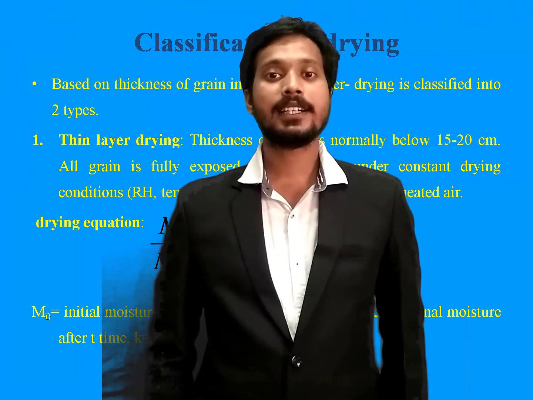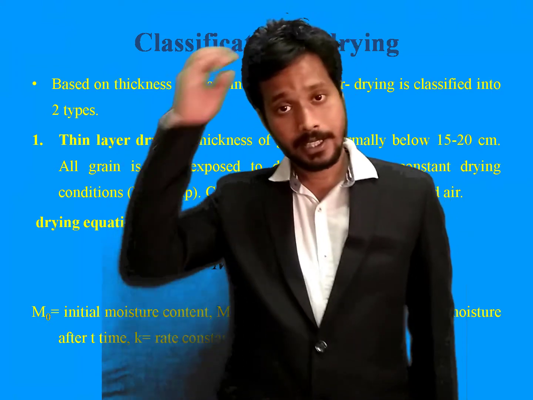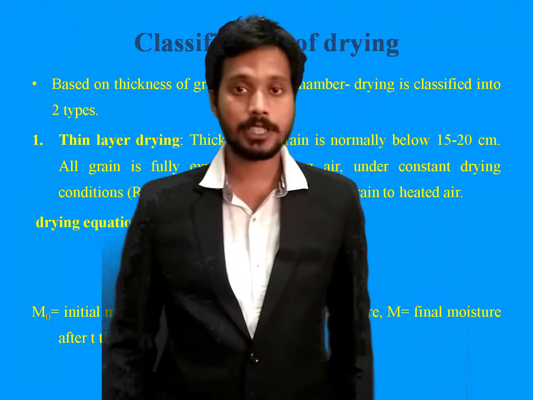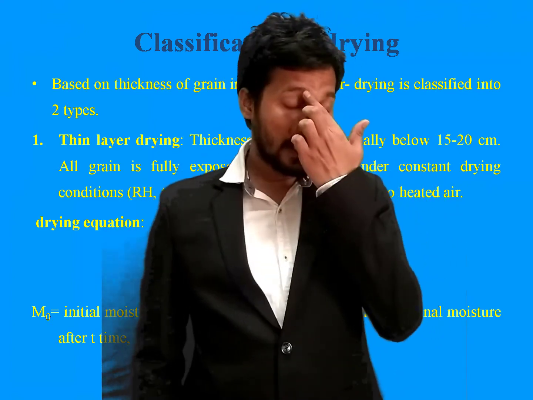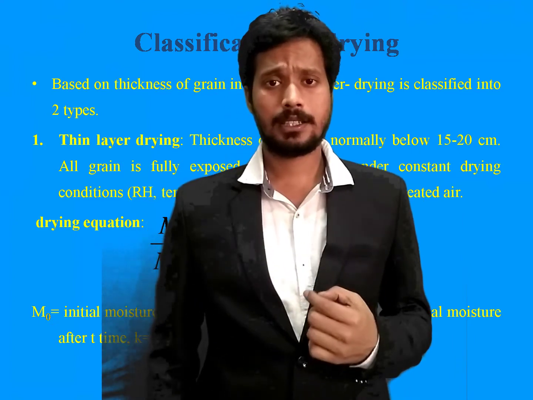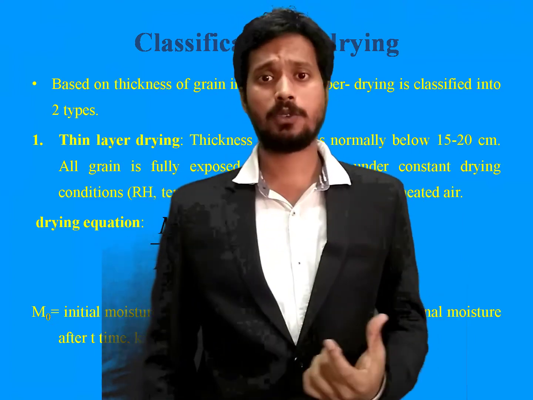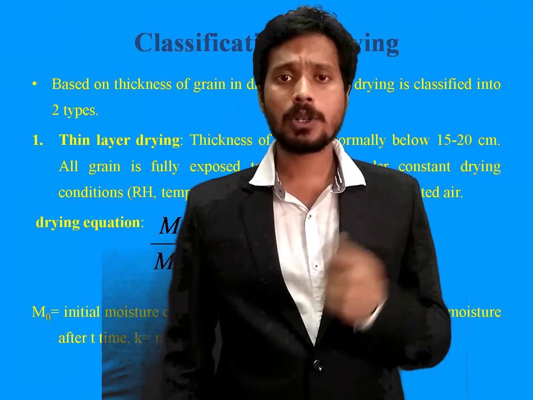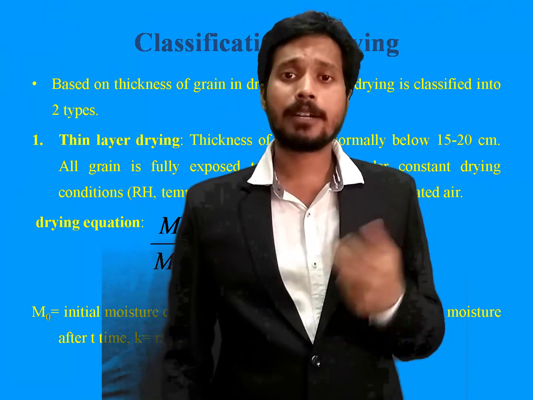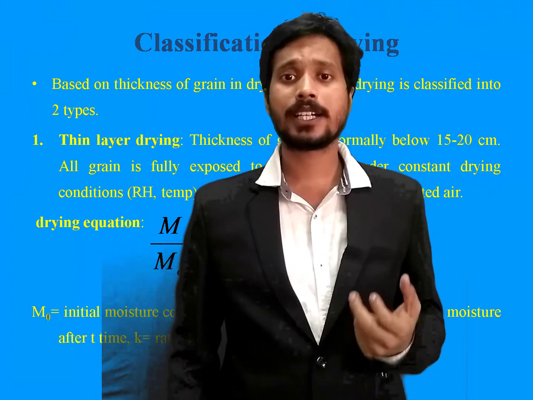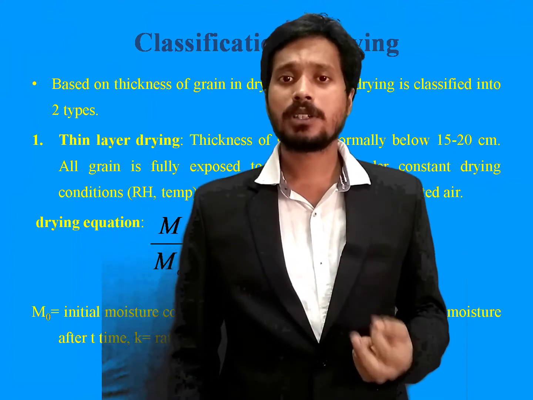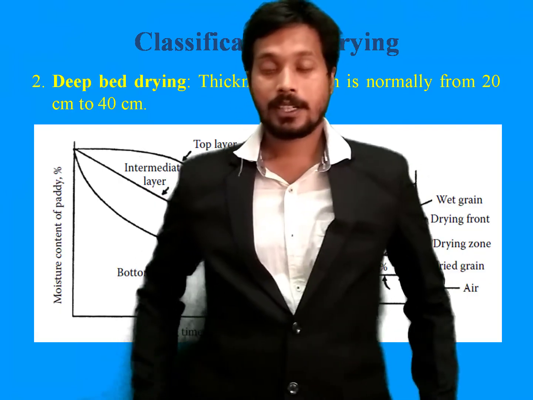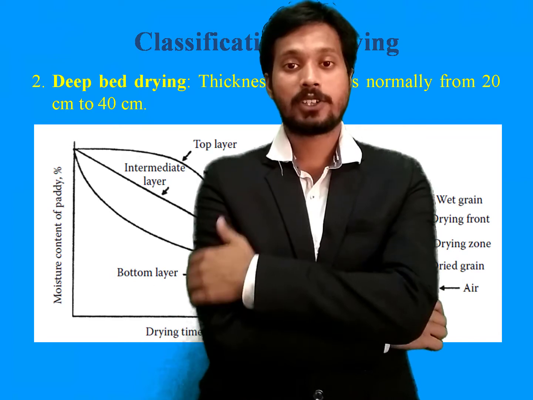In thin layer drying, we have seen that the thickness of the grain must be below 15 to 20 centimeter, and the grain is fully exposed to air. Why? Because the grain thickness is so less that the whole grain mass can be exposed to the air. That's why drying is very good in thin layer drying. So next we come to deep bed drying.